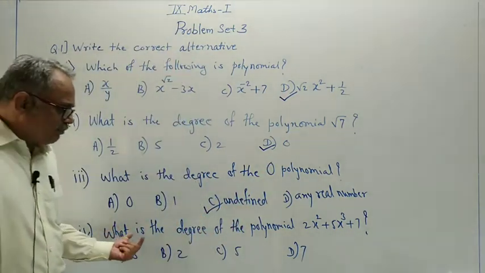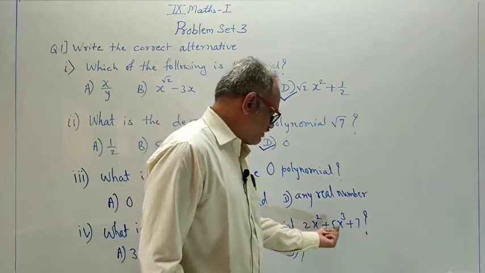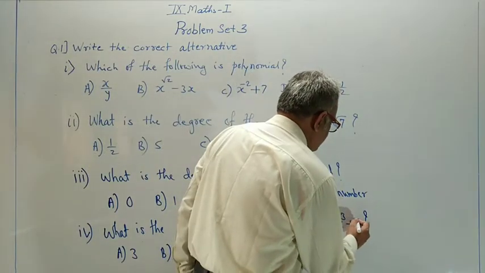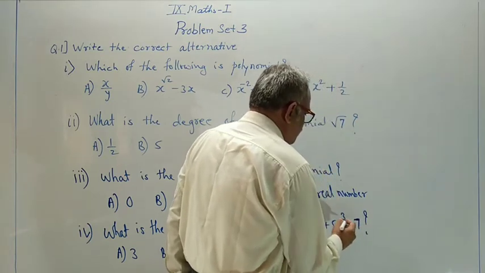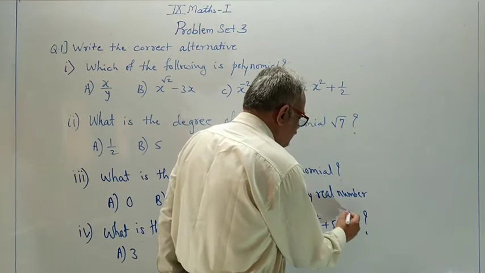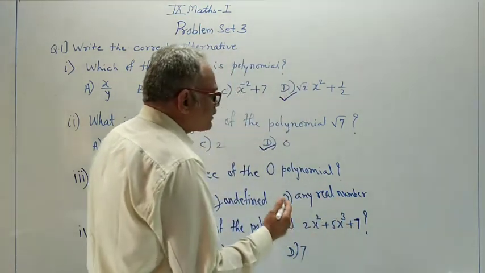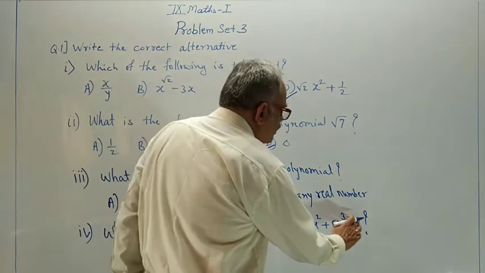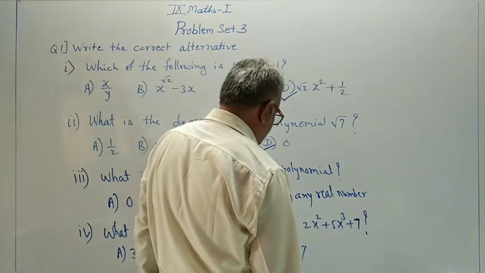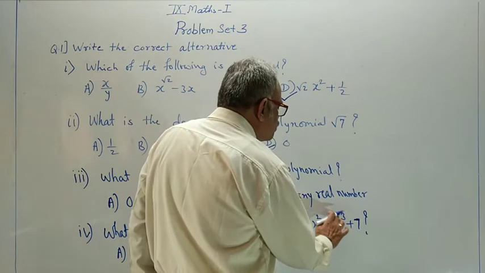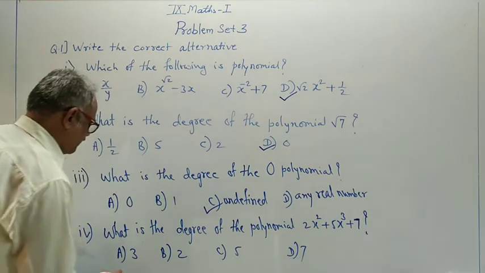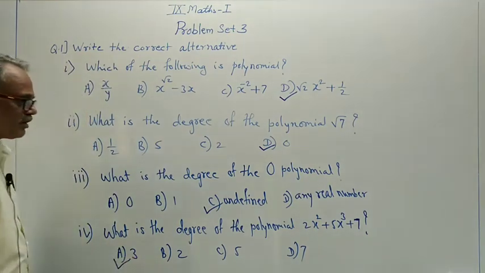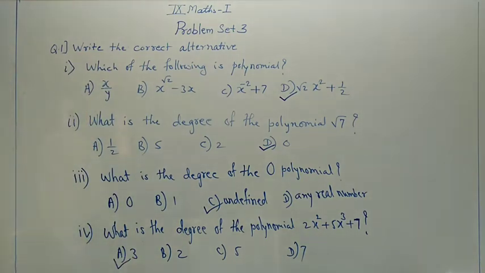And what is the degree of the polynomial? It is one of the easy questions: 2x square plus 5x cube plus 7. Degree means the maximum index of the variable. What is the maximum index of the variable? 3. 7 is a constant term, so 7 is not the degree. The x cube term has degree 3, the maximum index is 3. So the degree of this polynomial is 3.